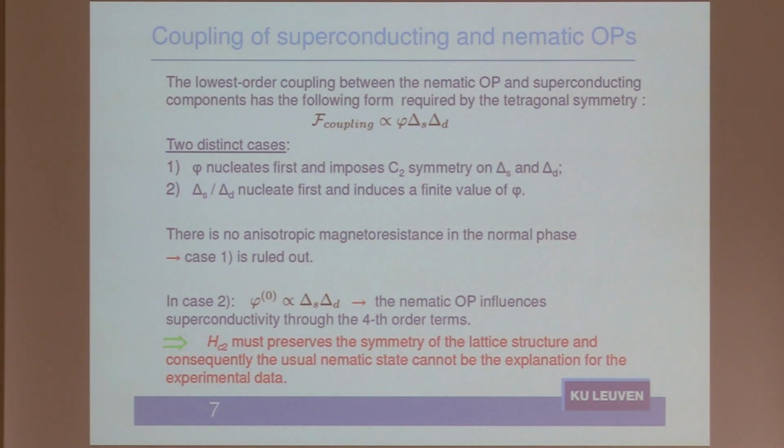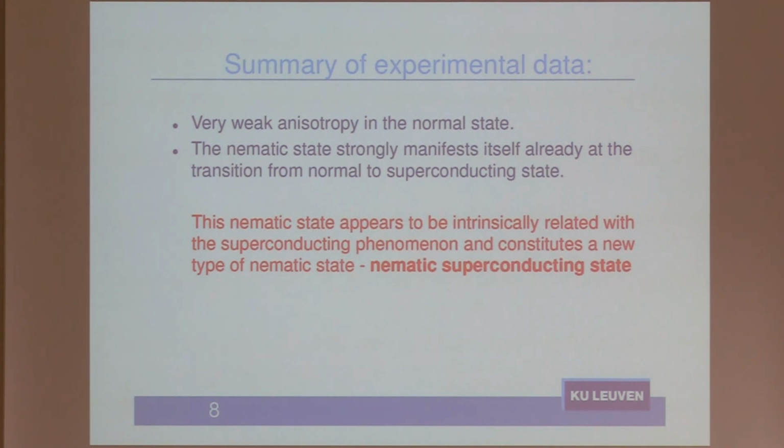So this kind of explanation does not apply here. The usual nematic state cannot be the explanation for this experimental data. So if you do a summary, we see that we have very weak anisotropy in the normal state. The nematic state is strongly manifest already at the transition from the normal state. So it is something intrinsic to the superconducting state. That is why we call it nematic superconducting state.